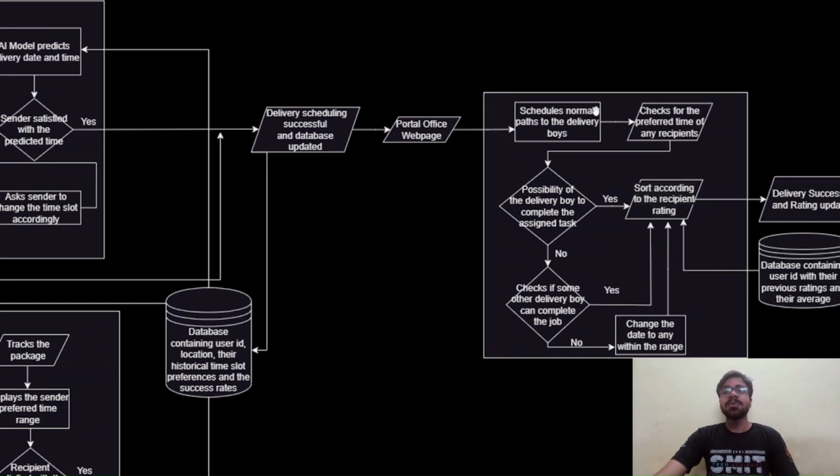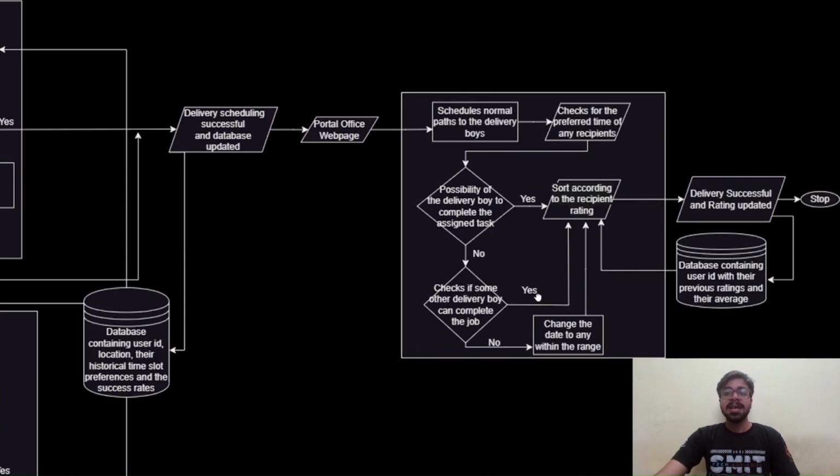Now let's come to the post office web page portal. Here, all these things you see happen on the day of delivery. At first, the AI model schedules the normal part to the delivery boys and then checks for the preferred time of any recipients. The possibility of the delivery boy to complete the assigned tasks is checked by the AI model. If it is possible for the delivery boy to provide the delivery within the time range, this is one of the novelties of our solution.